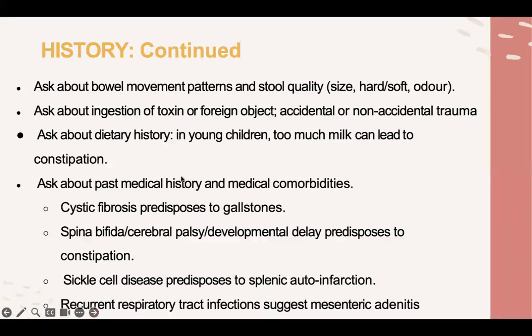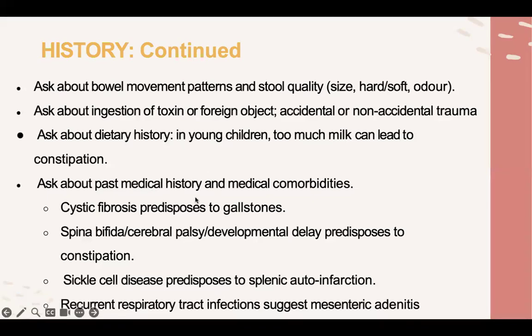Apart from the pain characteristic features, we should ask about the triggers of the pain, whether pain worsens with movement, and what the bowel movements are like: the size of the stool, hard or soft, or odor of the stool. Constipation can have large volume stools, hard stools, and foul smelling stools. Okay. And also ask regarding foreign body objects and dietary history. Look for, in young children, too much milk can lead to constipation with different mechanisms.